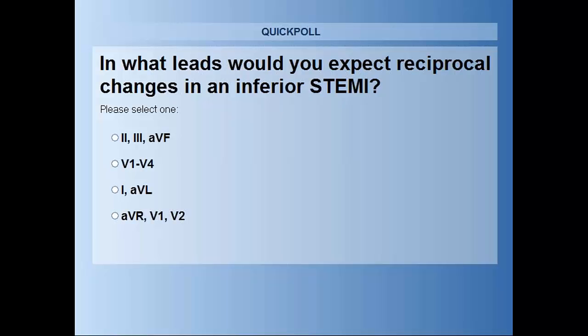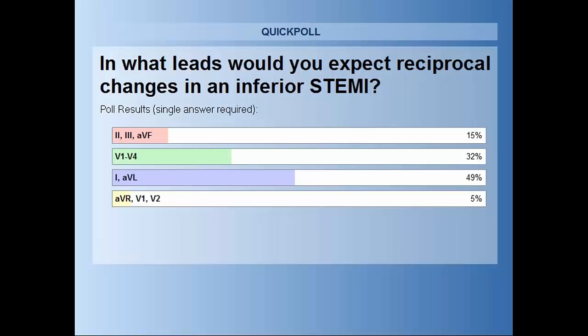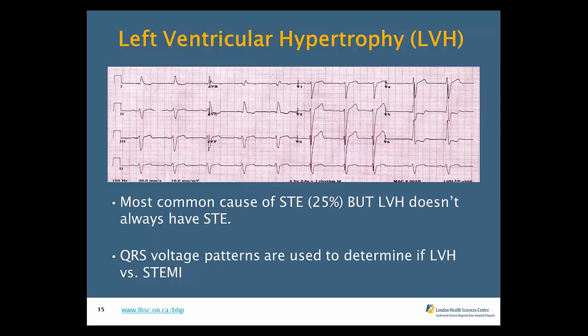I'm not sure about that, so we'll keep going. We'll get into our specific examples here. The first one we're going to talk about is left ventricular hypertrophy, or LVH. We said at the beginning this is actually the most common cause of ST elevation, at about a quarter, or 25%. The way we're going to differentiate LVH from STEMI is based on a voltage pattern in the QRS.